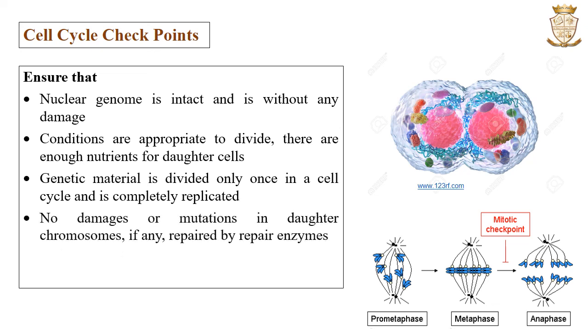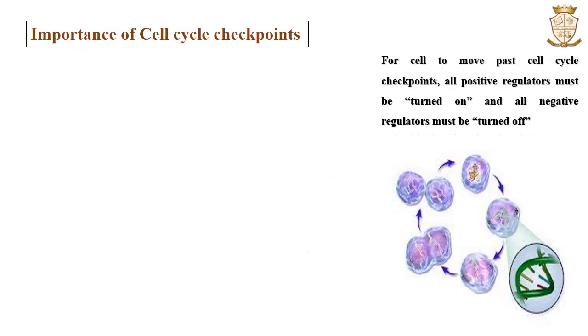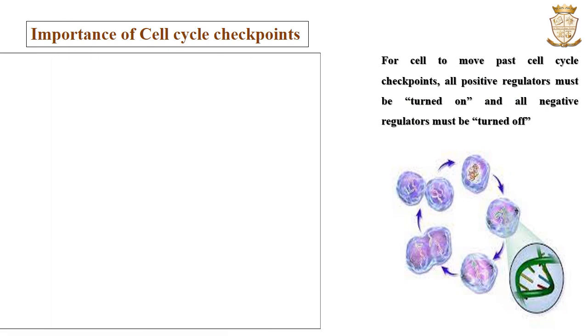No damages or mutations are there in the daughter chromosomes, and if there are any mutations, they will be repaired by the repair enzymes. And the chromosomes are correctly aligned and oriented during metaphase and they are correctly attached to the spindle fibers. So, these are the importance of the cell cycle checkpoints.